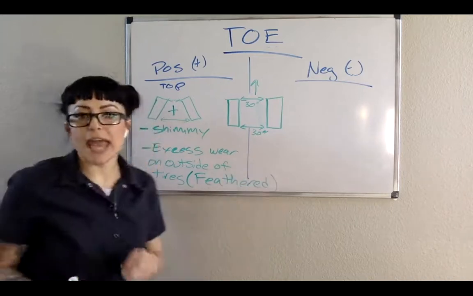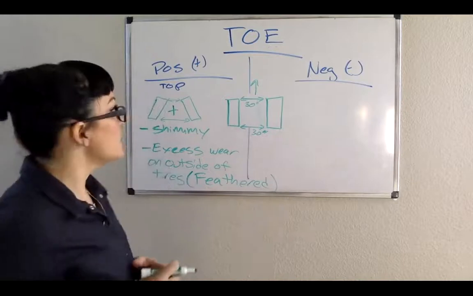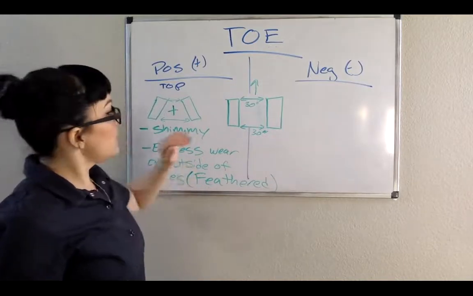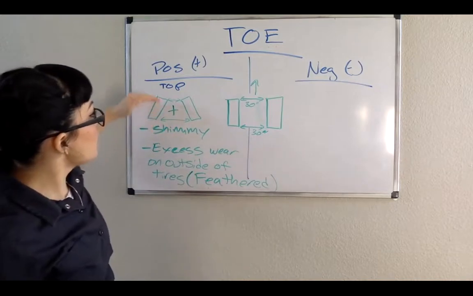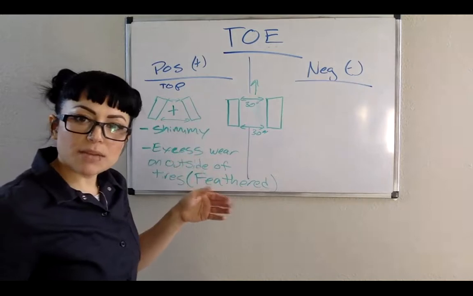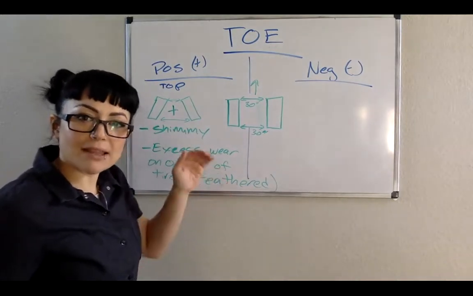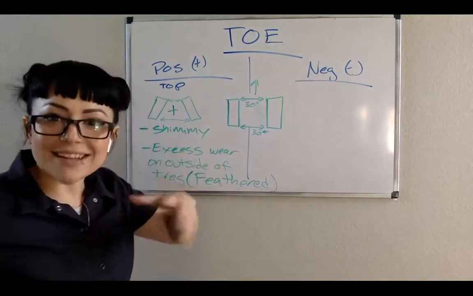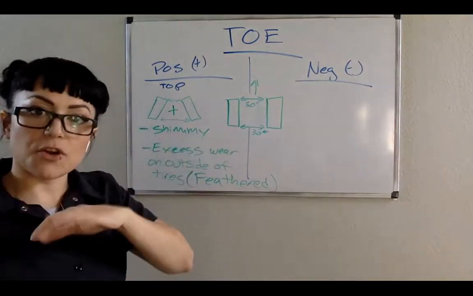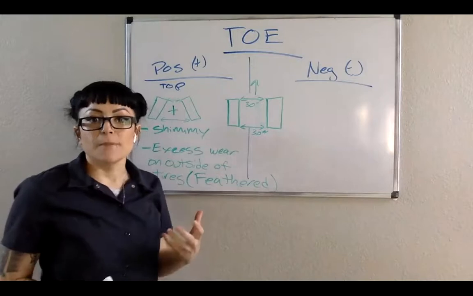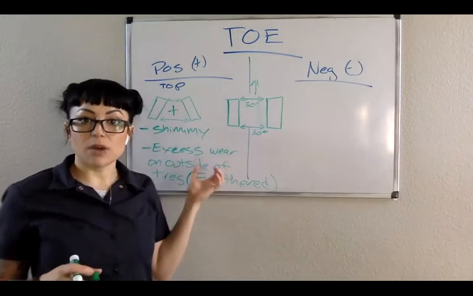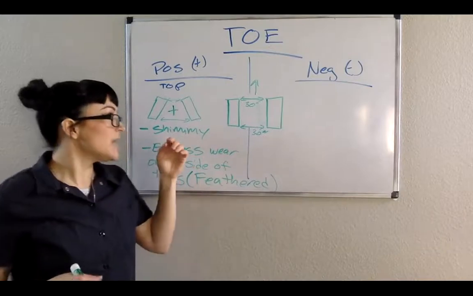A feathered edge means that if I run my hand across the edge of a tire in one direction, it's smooth, kind of like a snake. And then if I run it back in the other direction, it's sharp. Again, kind of like a reptile with scales, smooth in one direction, sharp in the other. That's a feathered edge.